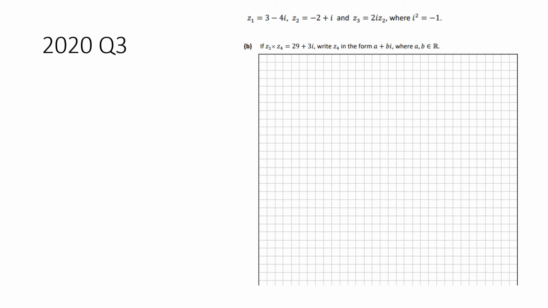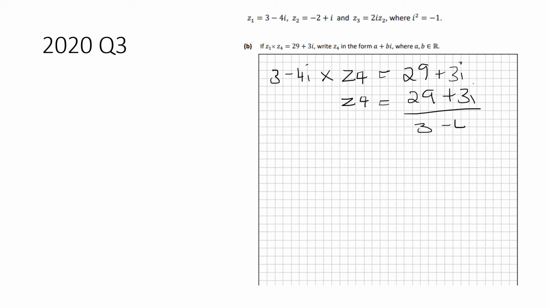For part B then, here we have z1 times z4 is equal to 29 plus 3i. So they're telling you that when you do 3 minus 4i and multiply it by z4, you get an answer of 29 plus 3i. So you're looking for the value of z4. So if you multiply these two together to get this answer, then you must do the opposite. You must divide 29 plus 3i by 3 minus 4i. So this means that you're dividing complex numbers.